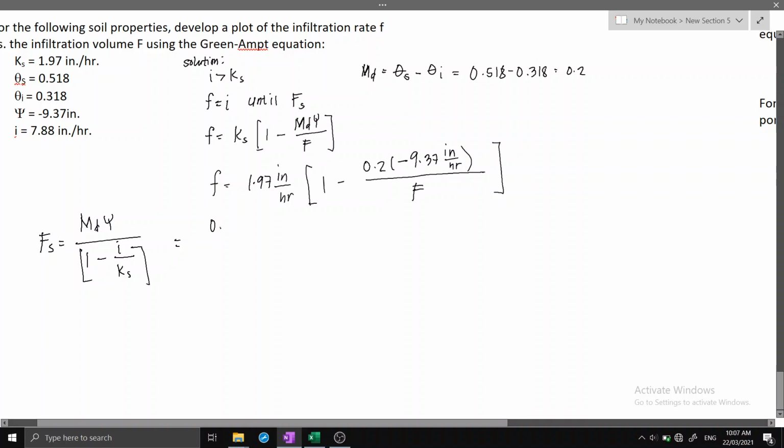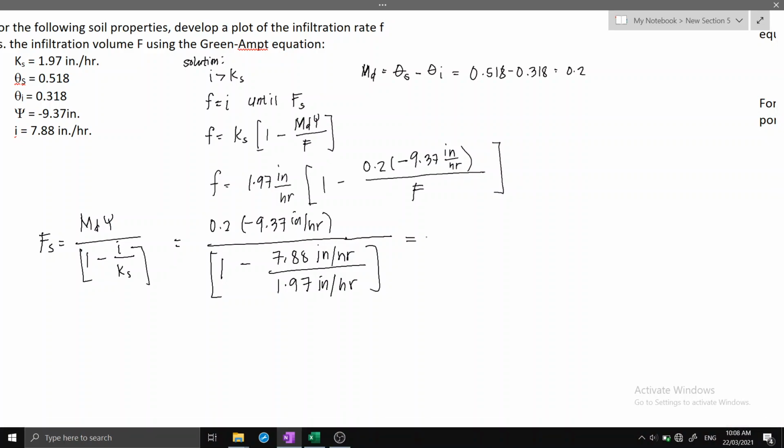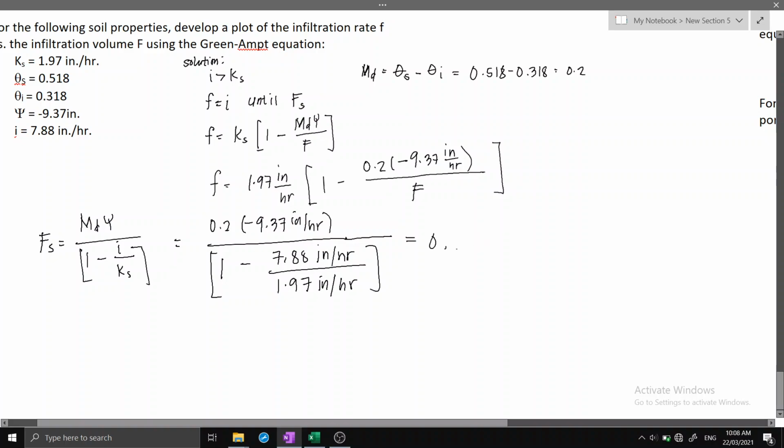So, this is equal to 0.2 times negative 9.37 inches all over 1 minus 7.88 inches per hour all over 1.97 inches per hour. So, this is equal to 0.625 inches.